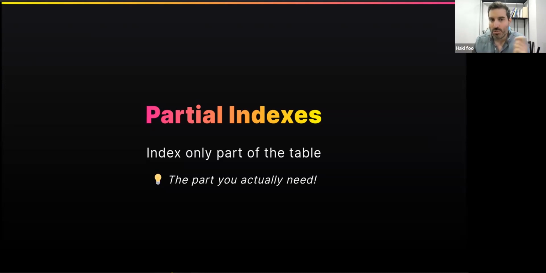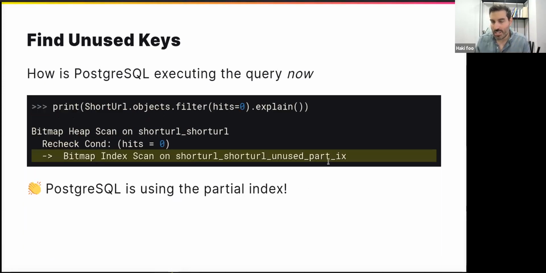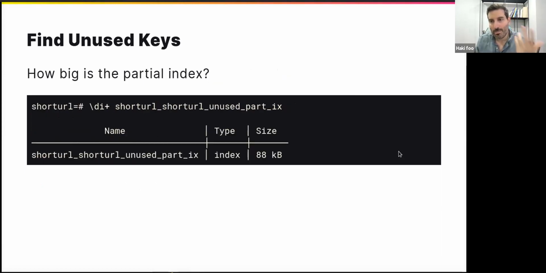This is where another very useful feature that I very much encourage you to use comes in, and that's partial indexes. Partial indexes let you index just a part of the table, which is the part you need. So to use a partial index, we can remove the db_index=True from the column and instead explicitly create an index on hits. And by adding a condition, we can make this a partial index. So if we generate and apply migrations and run the execution plan again, we can see that now Postgres is also using the partial index that we just created, but that wasn't the point.